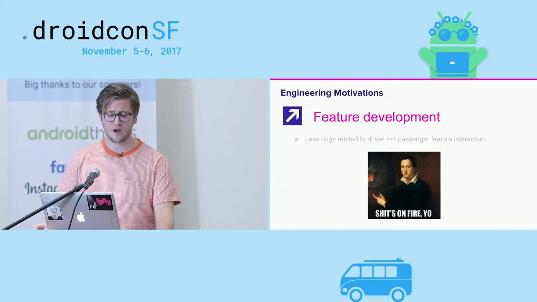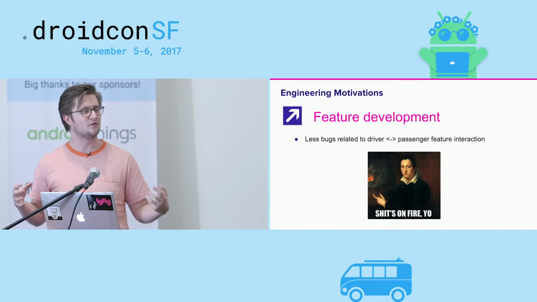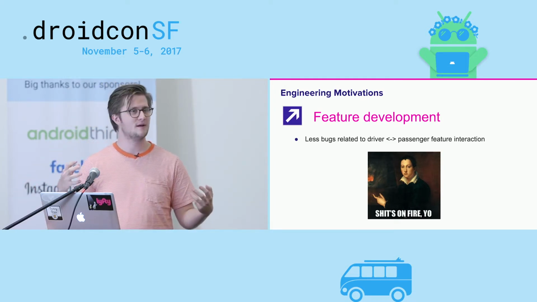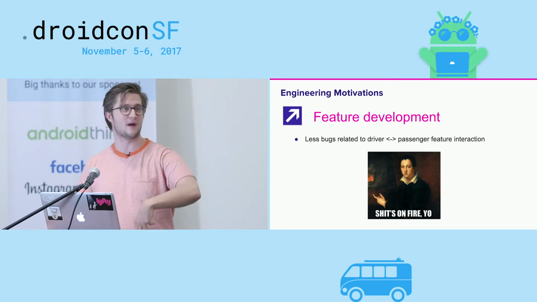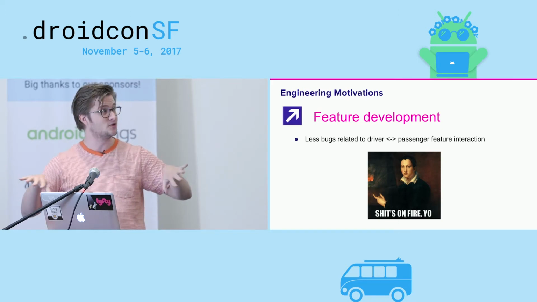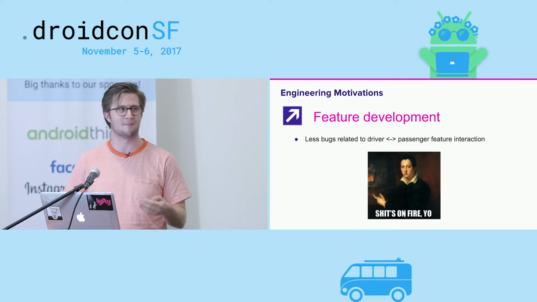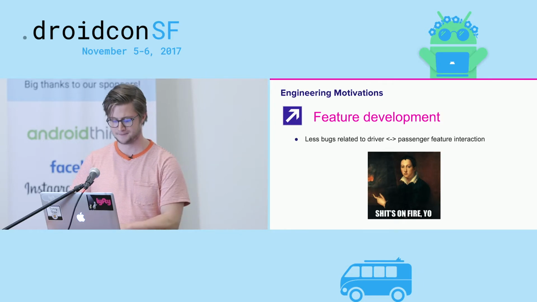All right, so we also wanted to increase feature development. Although not every single feature relates to driver and passenger functionality, when we did have some features that shipped, the driver stuff would actually break passenger functionality or vice versa. Separating all of that functionality out into two apps allowed us to silo those two, so that we didn't accidentally break a part of the passenger app by shipping a driver feature or vice versa.